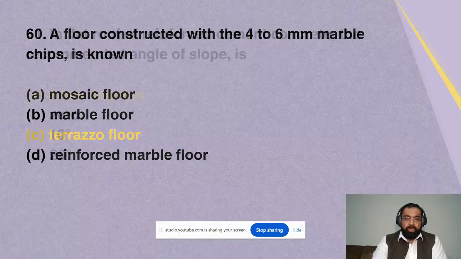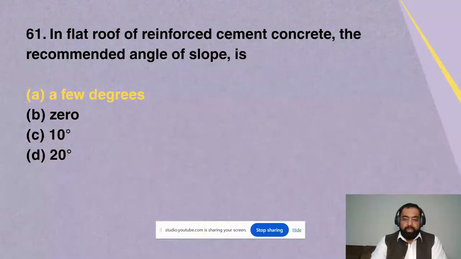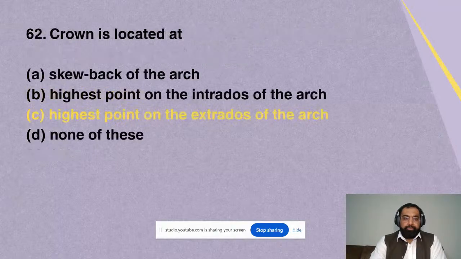Option C is correct. 61. In a flat roof of RCC, the recommended angle of slope is hardly 5 degrees. So option A is correct, which is a few degrees. B is 0, C is 10, D is 20. A few degrees is the correct option A.